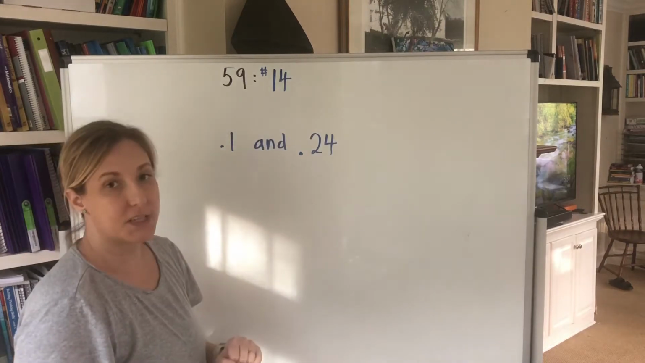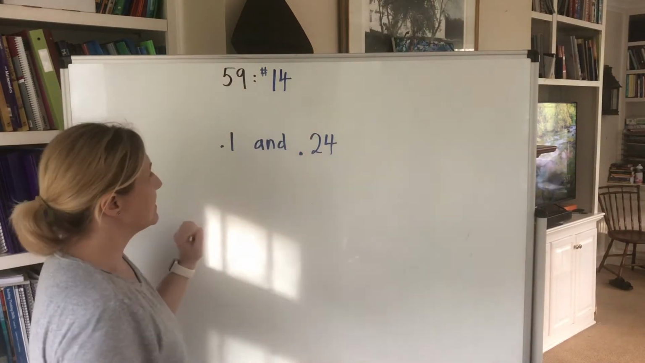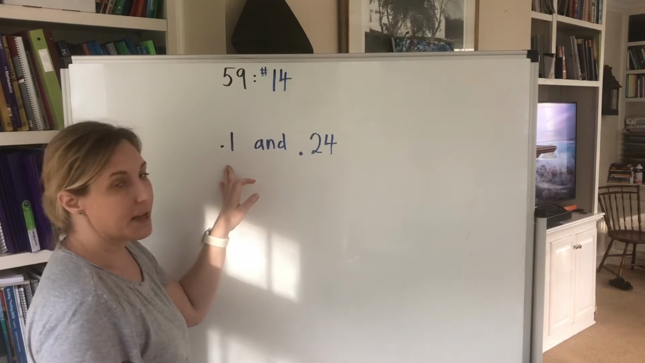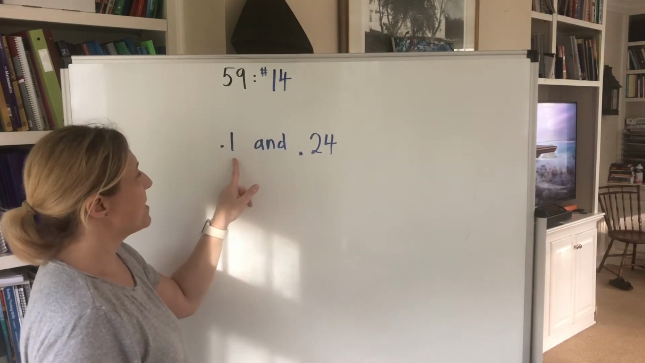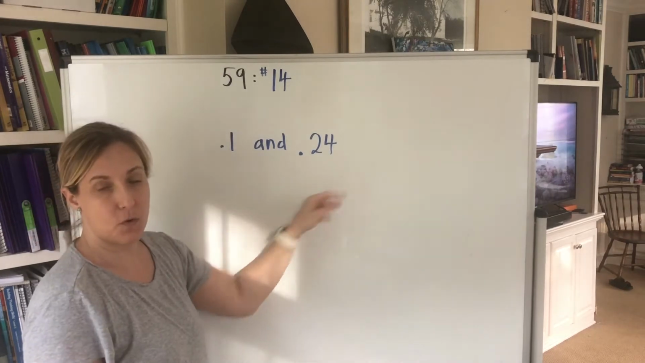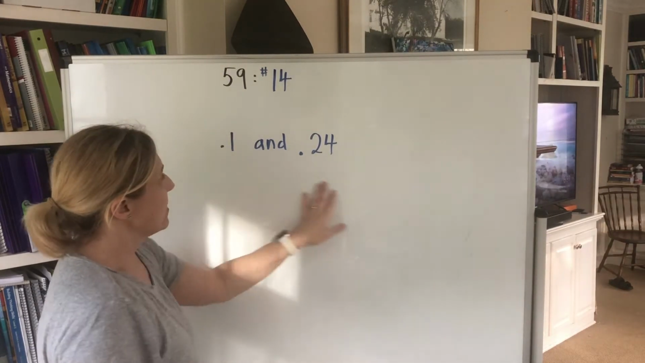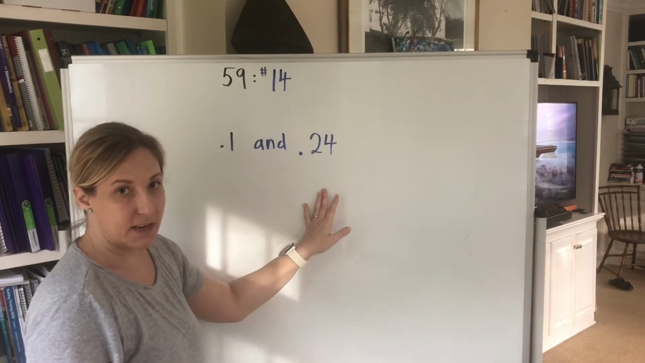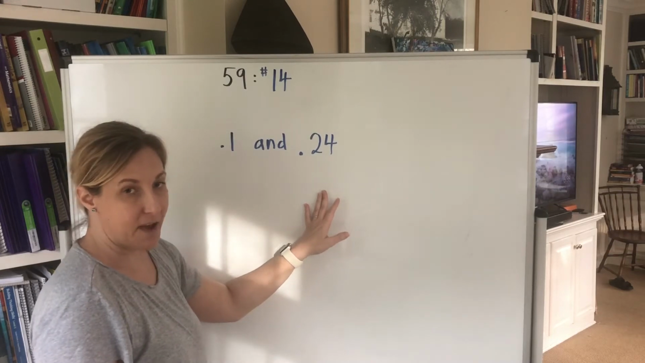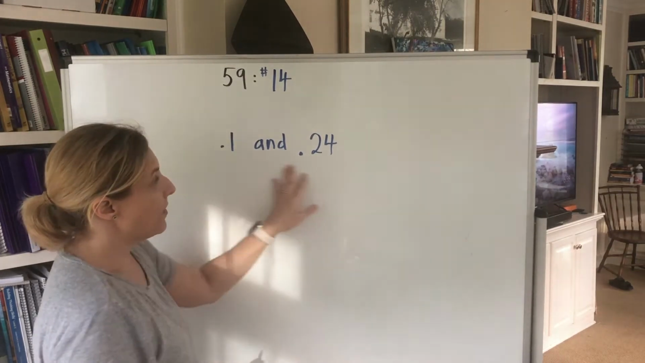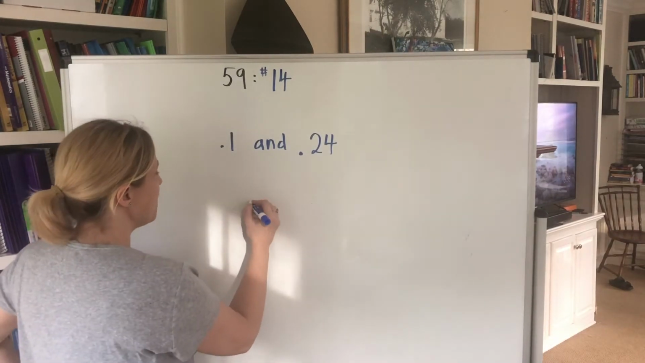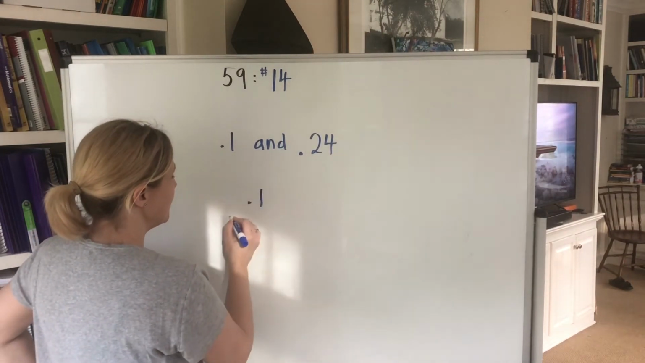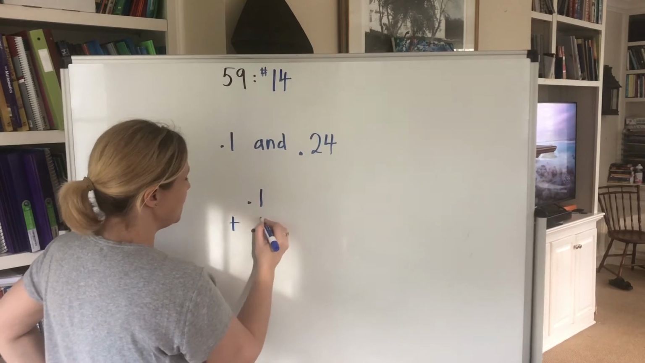Take a look at number 14. The question is, what number is halfway between 0.1 on the number line and 0.24? The way that we find this is, again, the same way that we average. We'll put all the numbers in one basket, then divide them in half. So we would add 0.1 plus 0.24.